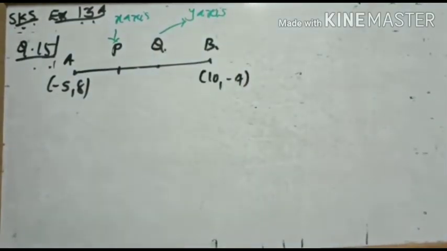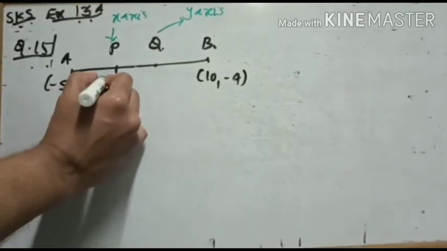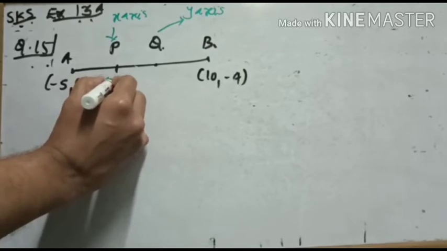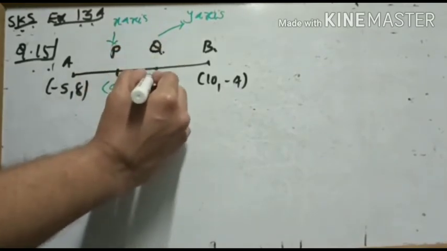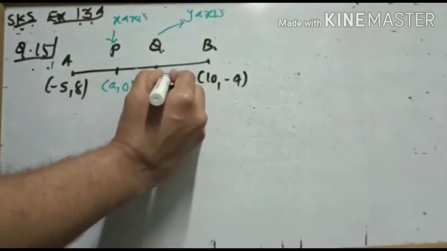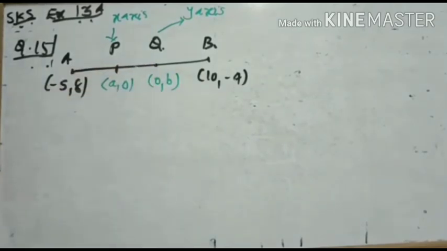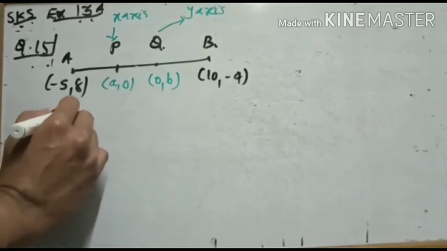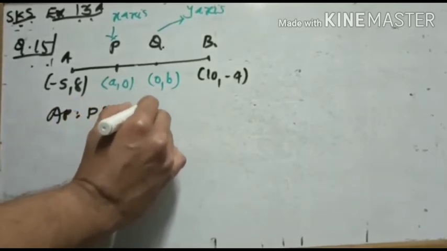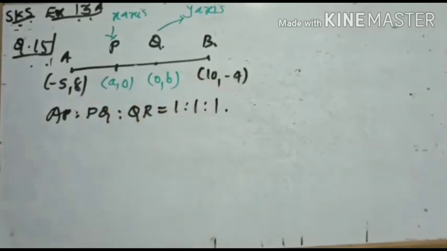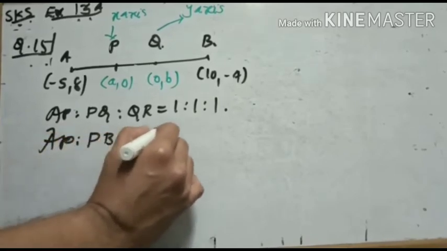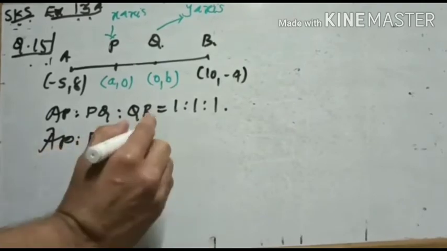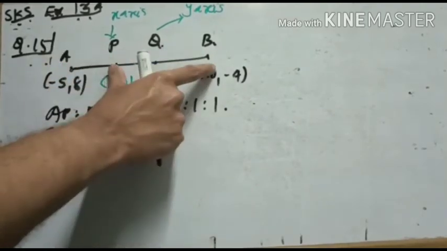Then obviously what we know is that if any point is on the x-axis, its y-coordinate is 0. So what will happen over here is, say its x-coordinate is small a and y-coordinate is 0. What happens here is, as it is on the y-axis, its x-coordinate is 0 and y-coordinate you can take as b. Now they have mentioned that these two are the points of trisection, hence AP is to PQ is to QB will be equal to 1 is to 1 is to 1. Therefore AP is to PB will be equal to 1 is to 2. One part and here 2 parts.